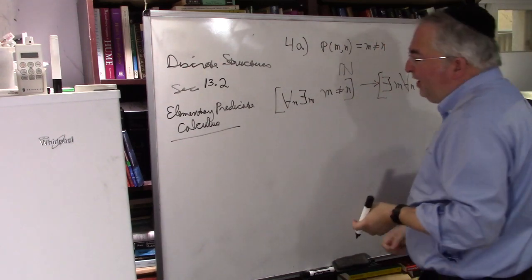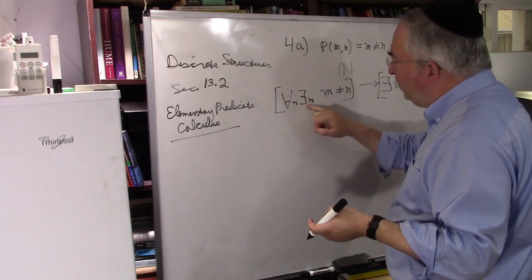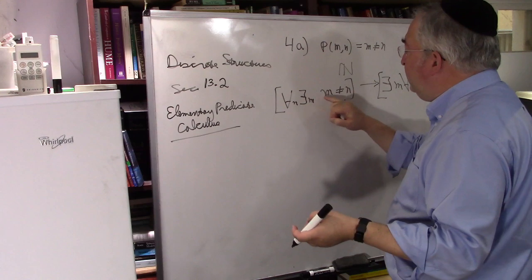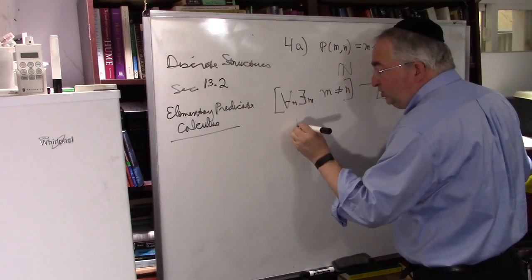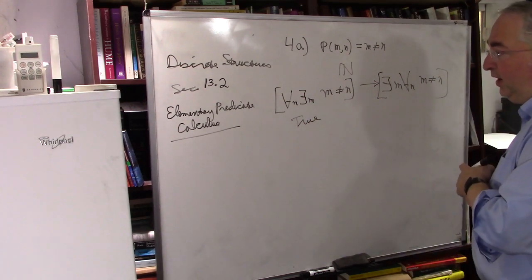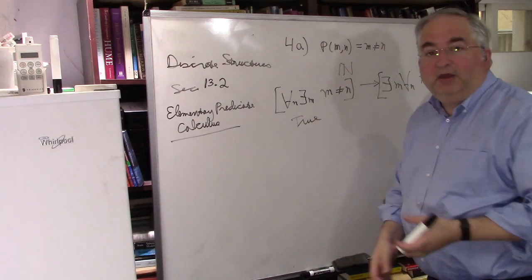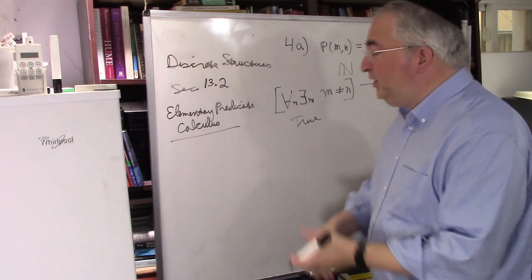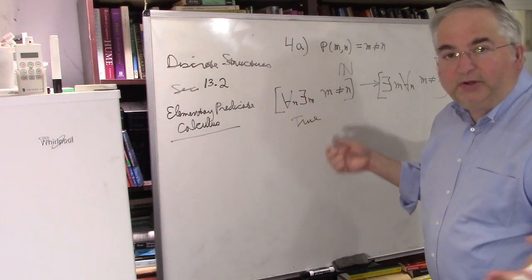Question, is this true? For every n, for every number in the natural numbers, is there a number m such that m is not equal to n? The answer is yes, this is true. Give me a number. 59. Give me a number. 128. Well, 42 is not equal. So there's always another number that's not equal.